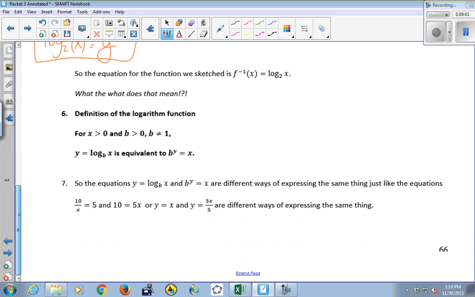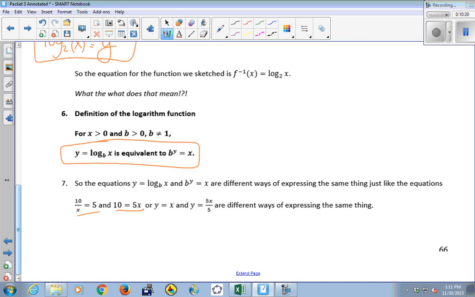So the definition of a log function. This is the important thing. It says that if you write y equals log base b of x, that is equivalent to writing b to the y equals x. So those two equations are different ways of expressing the exact same information. They're equivalent equations, just like 10 over x equals 5 is equivalent to writing 10 equals 5x. Those are equivalent equations. They tell you exactly the same information.